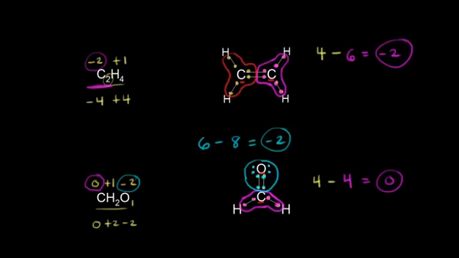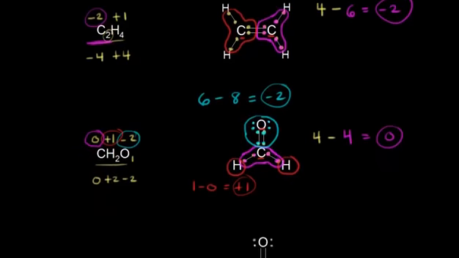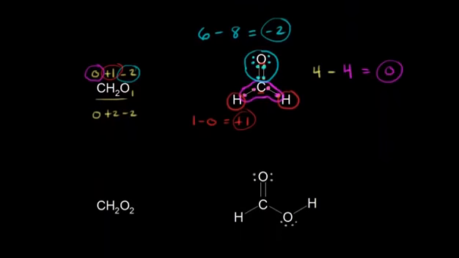What about for hydrogen? Hydrogen should have 1 valence electron, but there's 0 electrons around it here because carbon's more electronegative than hydrogen. So 1 minus 0 gives us an oxidation state of +1, which is what we predicted over here. And the same thing for this hydrogen. So this formula works for other atoms too.